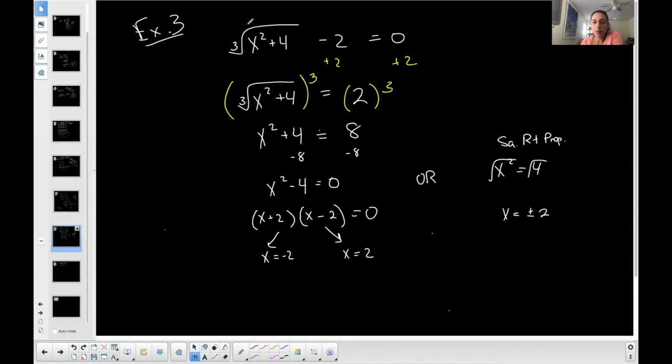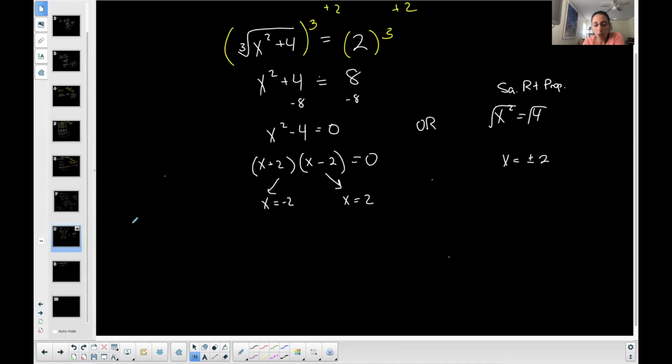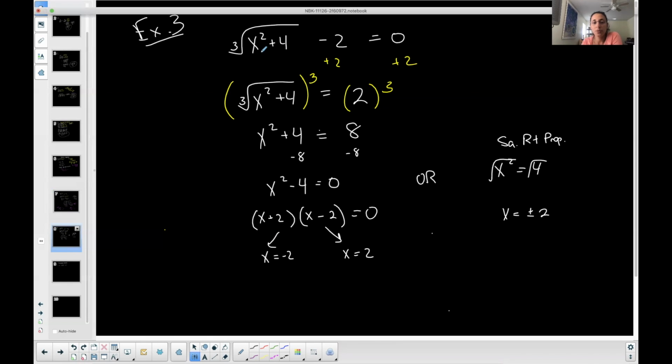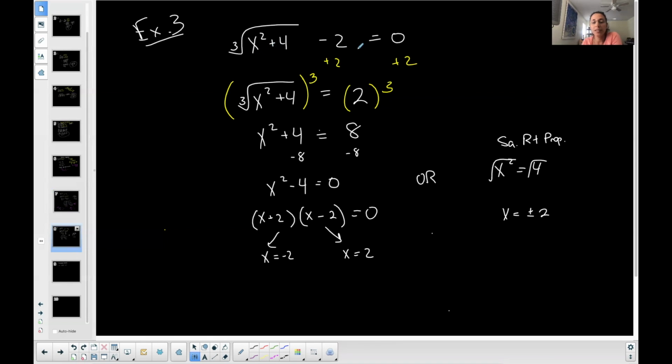Check your solutions. You plug it back in to make sure it works. But usually with the cubed, you don't have any issues because you don't get that positive and negative case. But always check your solutions. If I look at this, I can tell that if a -2 or a +2 is squared, I get the same thing. So I'm going to get the cubed root of 8 minus 2. That works. So these are my solutions.